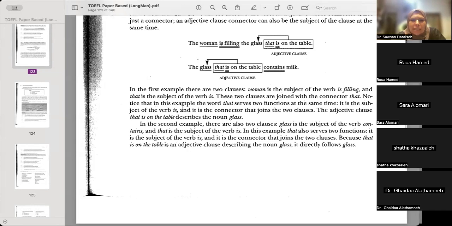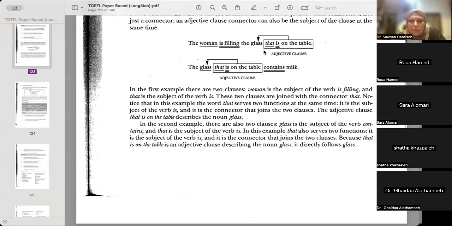Notice that in this example, the word that, what does it do? It serves two functions, right? It has two jobs at the same time. It is the subject of the verb is, and it is the connector that joins the two clauses. So it is what? A connector. It joins this clause and this clause, okay?